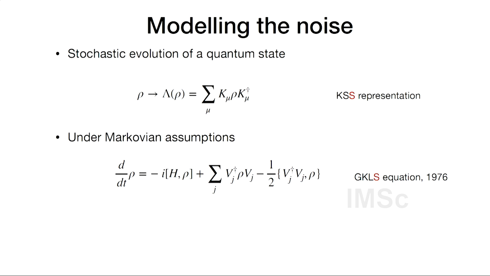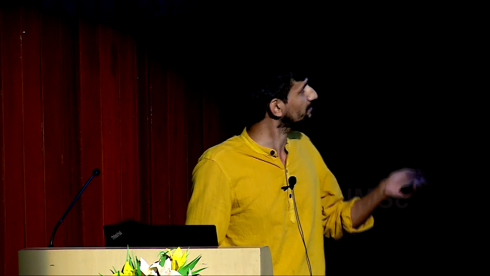Now, an important aspect of these quantum walks when you're doing them in the lab is that you have to think about the effect of the noise, right? And what we know so far about the noise and how to model it comes from these two equations. The first equation is the stochastic evolution of a quantum state. It was developed in the 1960s and 70s. And the second is the dynamical equation, which tells you at one particular time how the system evolves.